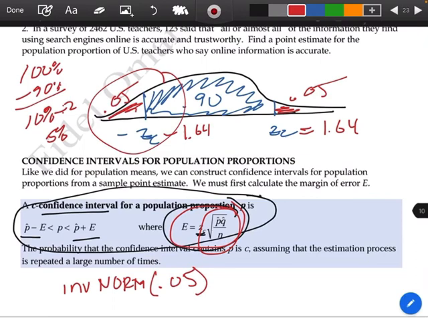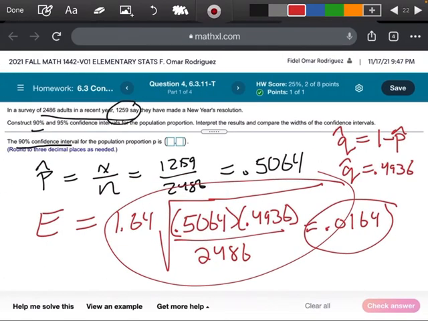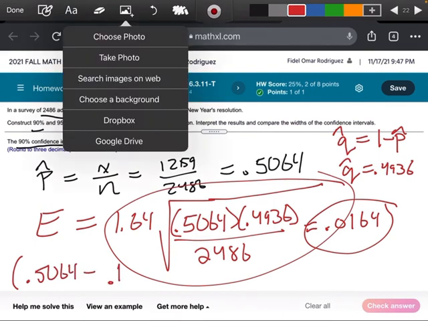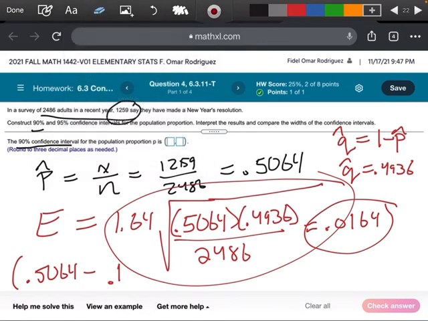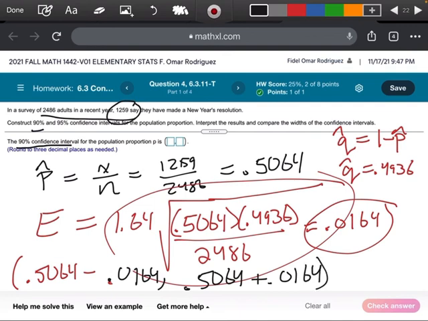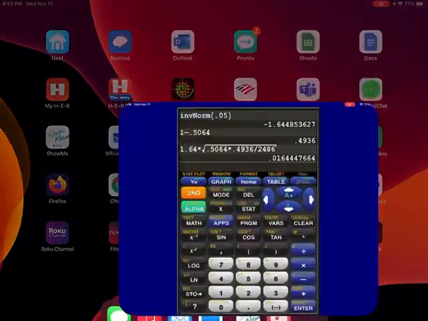0.0164. Okay, now that I found my error, look how we find the interval. We're going to take p hat minus the error and p hat plus the error. So my confidence interval is going to look like this. It's going to be 0.5064 minus 0.0164 and 0.5064 plus 0.0164. Okay, so let's do these calculations on our calculator.